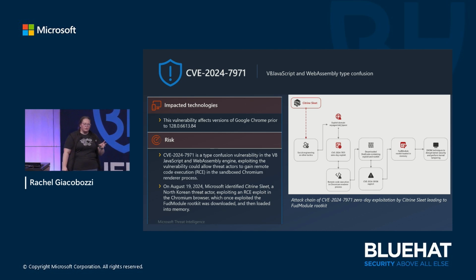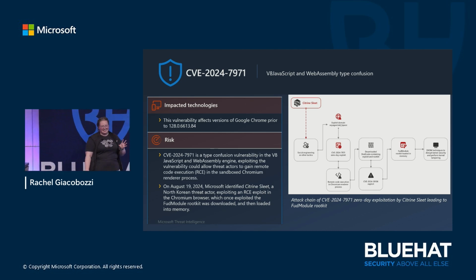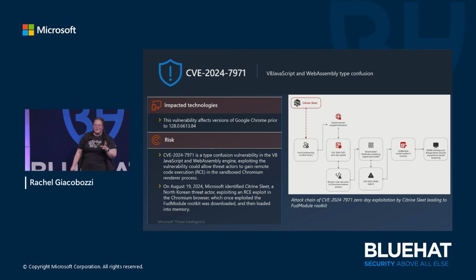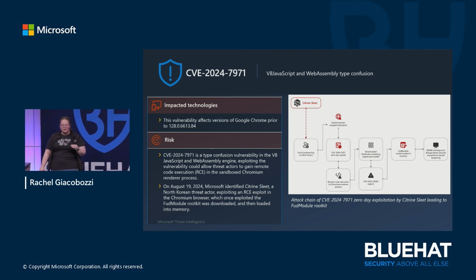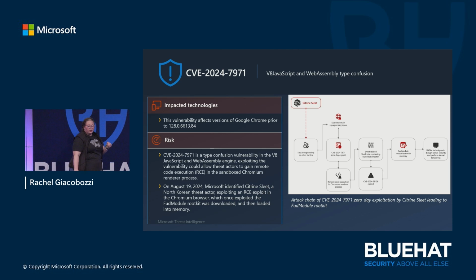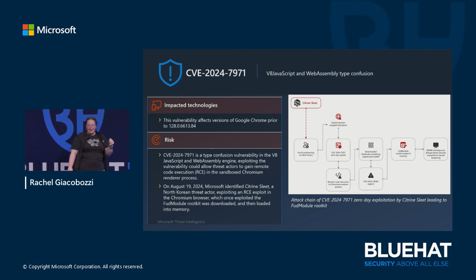7971 is a type confusion vulnerability in the V8 JavaScript and WebAssembly engine. That's a lot. It affects vulnerable Chromium versions and allows threat actors to gain remote code execution in sandboxed Chromium rendered processes. Here, Microsoft actually saw North Korean threat actor Citrine Sleet exploiting this vulnerability in August of 2024. And after exploitation, they downloaded the FudModule rootkit.